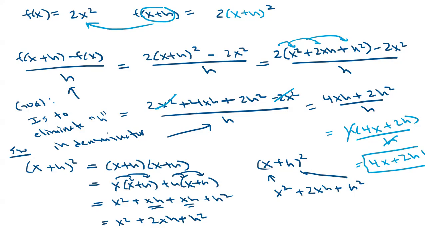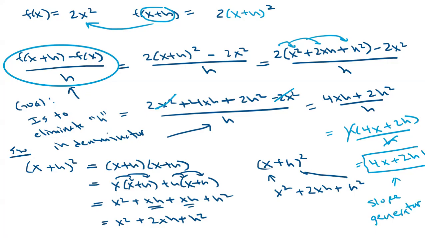Okay, so now let's think about what this means. I call this the slope generator. Remember, this whole difference quotient is just a fancy way of saying the slope. It's a lot deeper than that because you can apply it to a lot of things, but it's the slope or the average rate of change, or in this case, the instantaneous rate of change. So I call this here the slope generator. You probably will never see that in a textbook, but that's what it does.